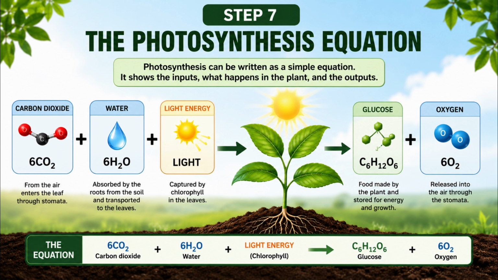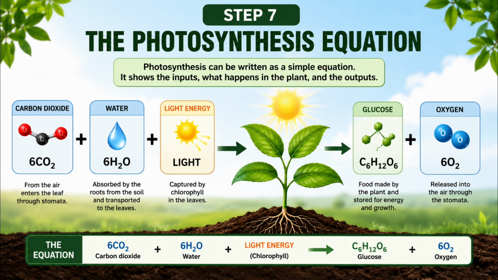6 molecules of carbon dioxide from the air combine with 6 molecules of water absorbed by the roots. Using light energy captured by chlorophyll in the leaves, the plant converts these raw materials into glucose, which provides food and stored energy for growth. At the same time, 6 molecules of oxygen are produced and released into the atmosphere through the stomata.